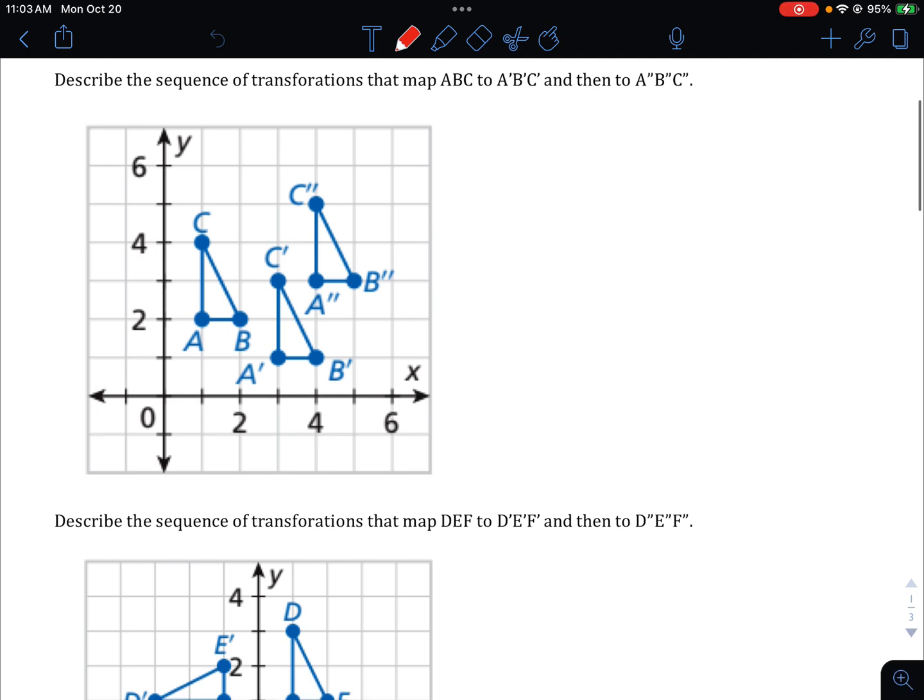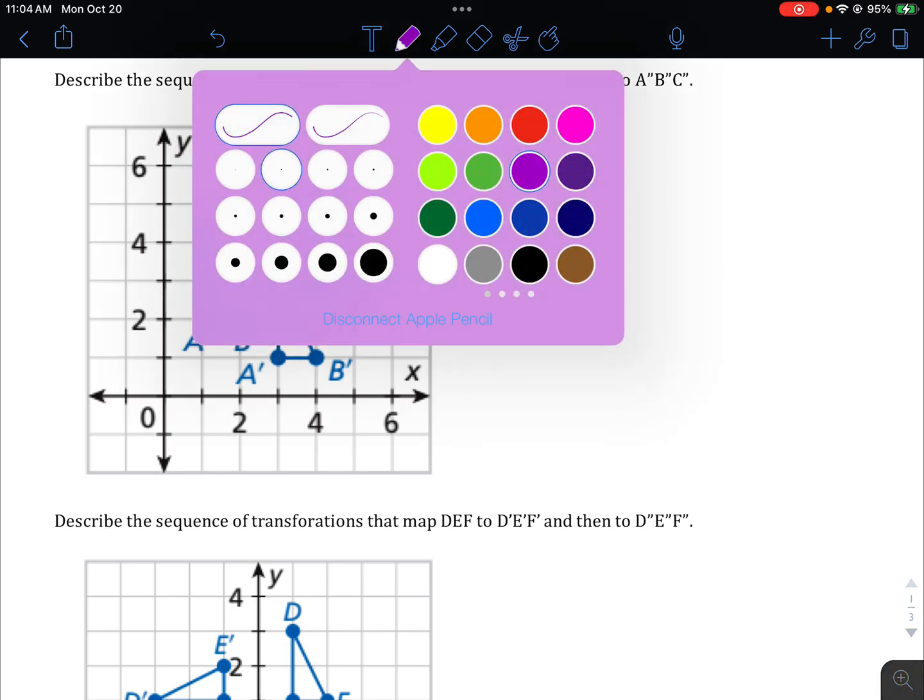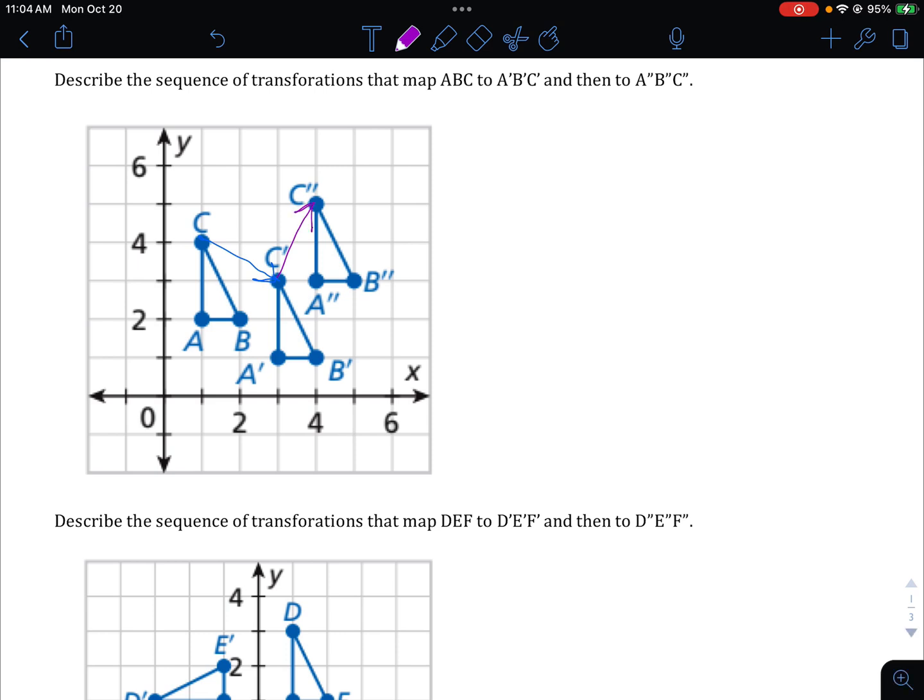So, describe the sequence of transformations that map the pre-image to its first image and then to its second image. This is my pre-image, which is going to go here. I'm going to do that in a different color, so we have two different colors operating here. This is the first one we're going to do, and you can tell because it's going from C without an apostrophe to one apostrophe. And then the second one we're going to do is from here to here.